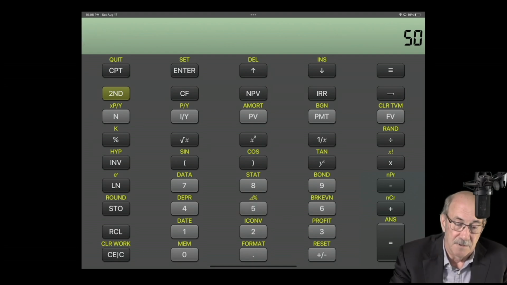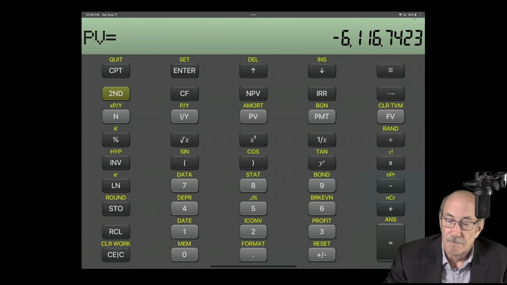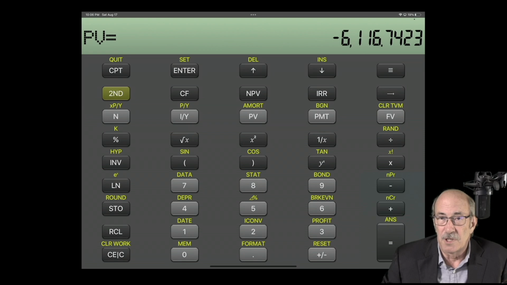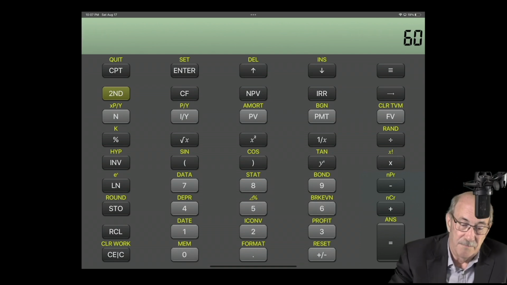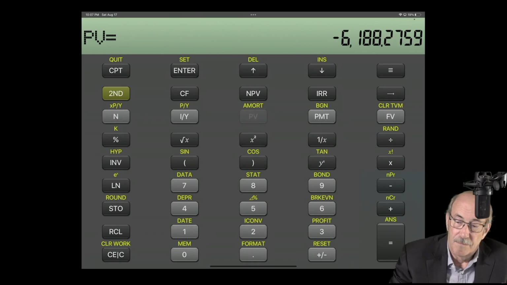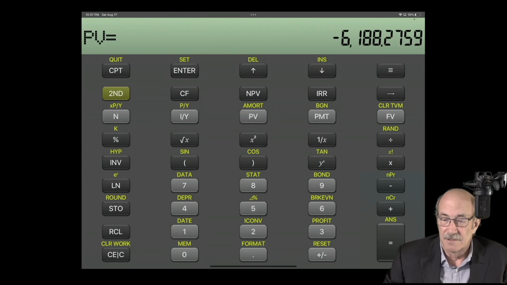50 years. 6,116. There's less than, what is that, $134 difference between this, a 50-year annuity, and a perpetuity, which has a theoretically infinite life. It's only $134 difference between those. If we go to 60, 6,188. You get the idea.